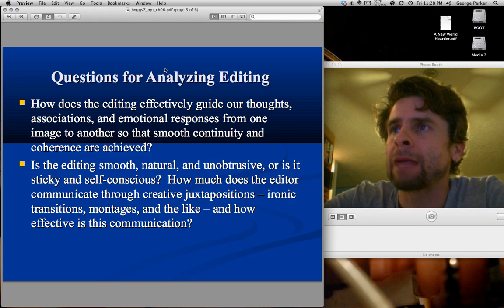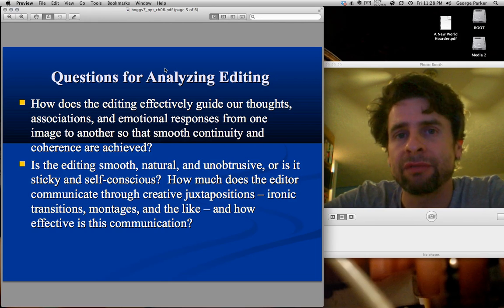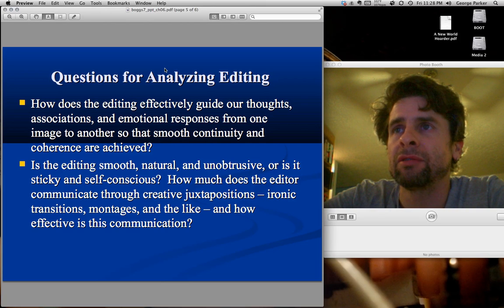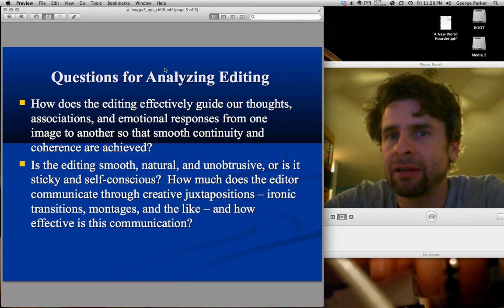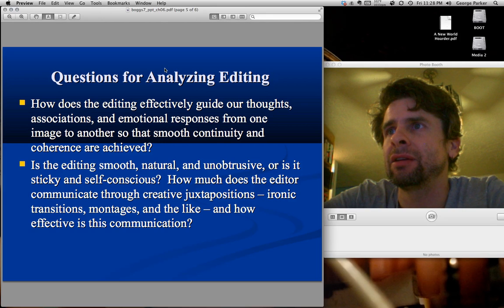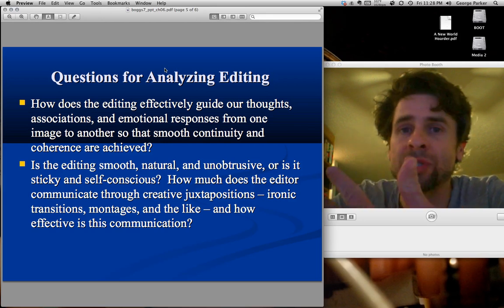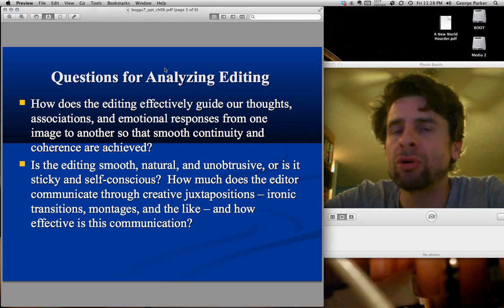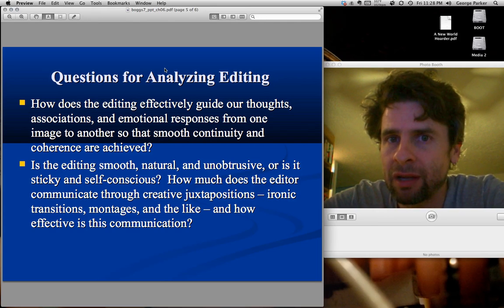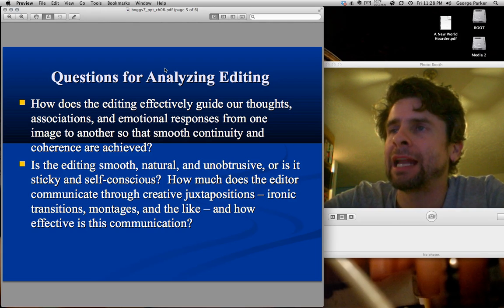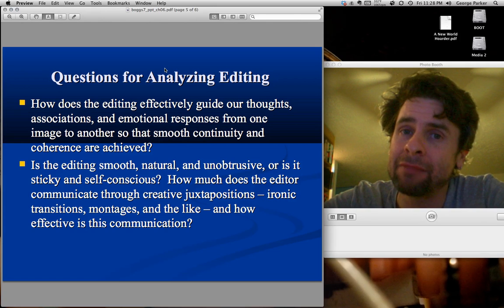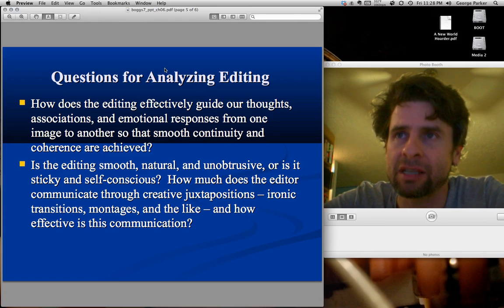You can read it for yourself. But in the broadest sense, looking at the editing, how did it convey information? How does it help us understand the associations between actions and characters, one shot to the next, and the emotional responses that you have, and the emotional content of the scene, and how the editing might or might not make those emotions and objectives accessible to you?